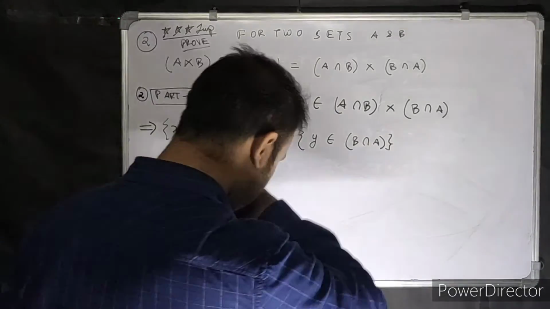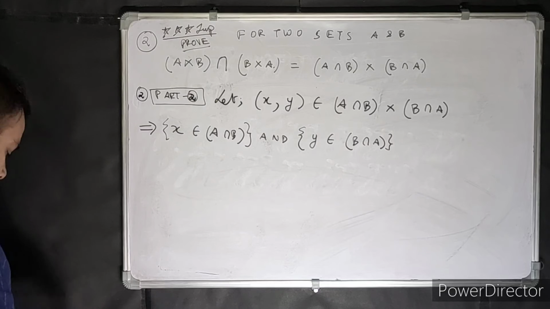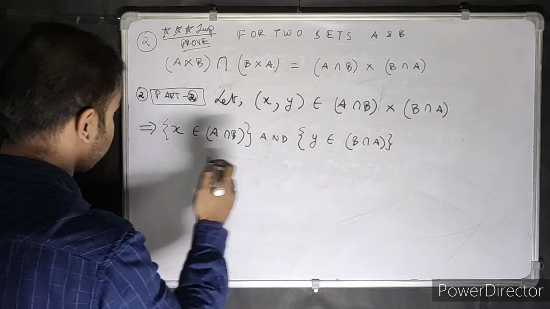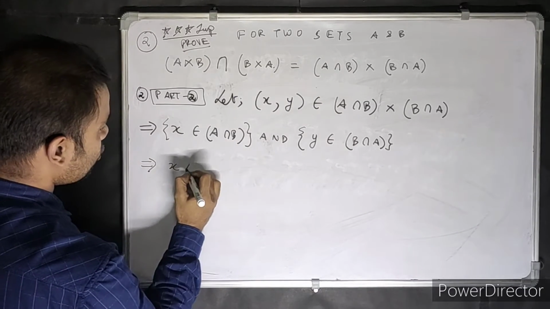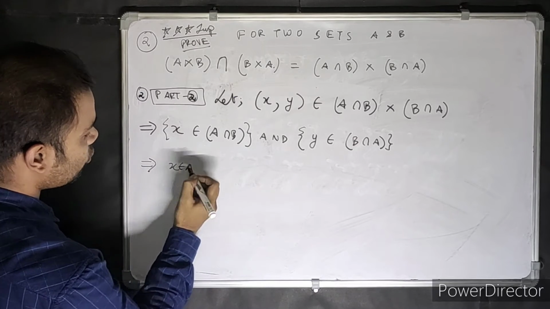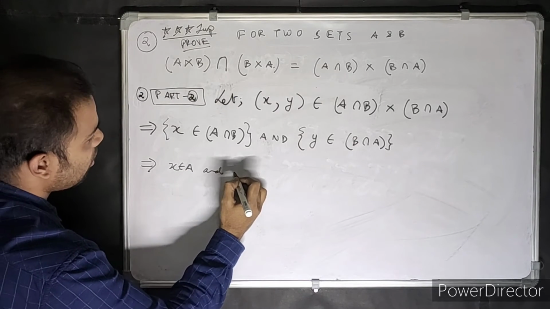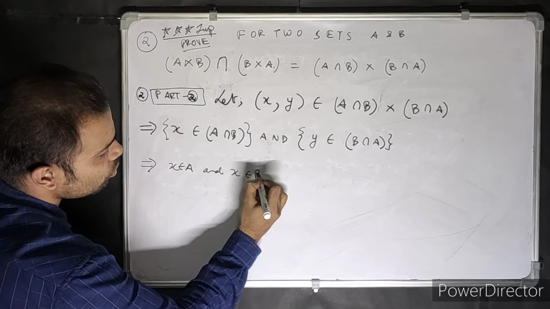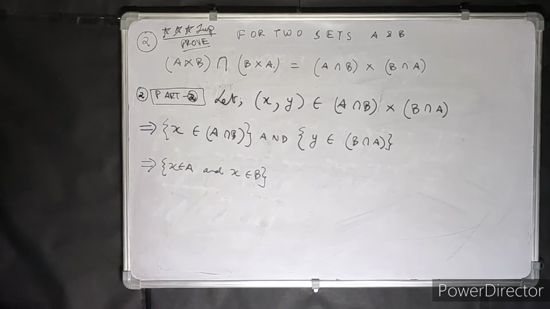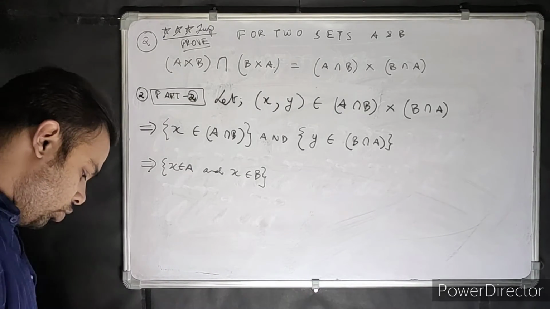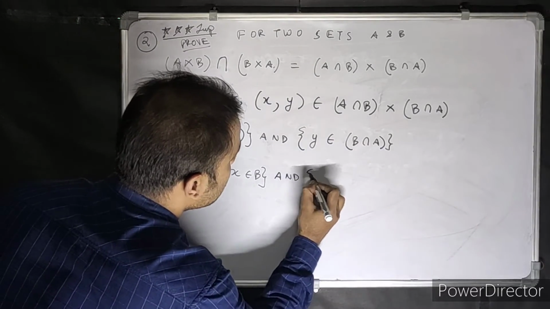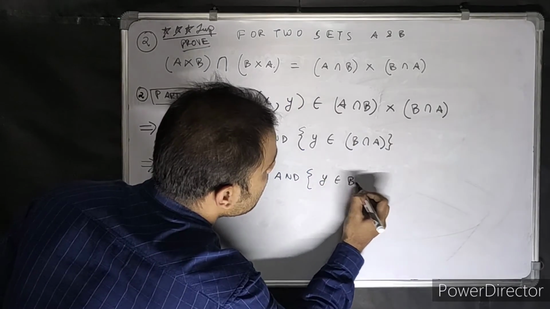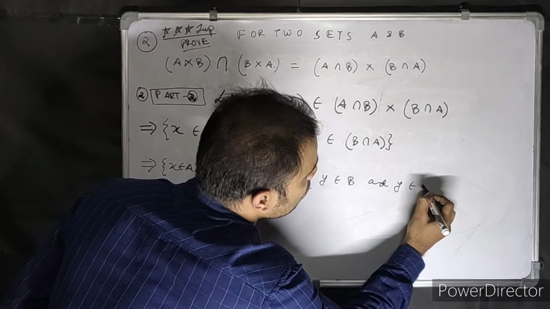Now from here what do we do? This x belongs to A and x belongs to B. From here you split it: x belongs to A and x belongs to B. Then from here again you write this as, same thing, y belongs to B and y belongs to A.